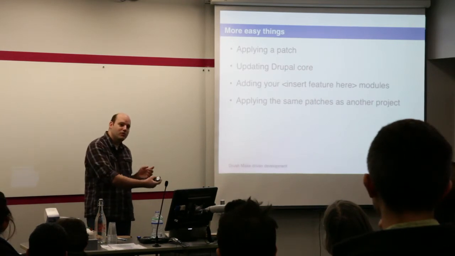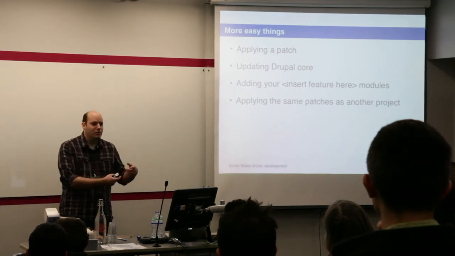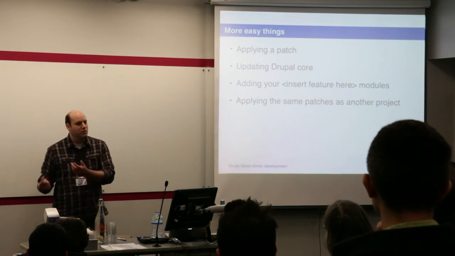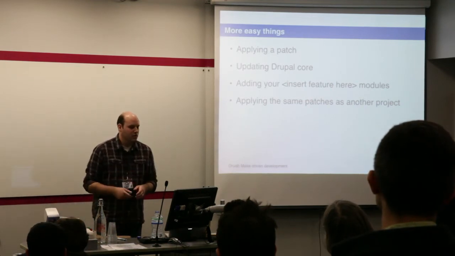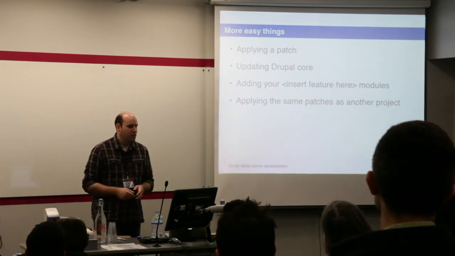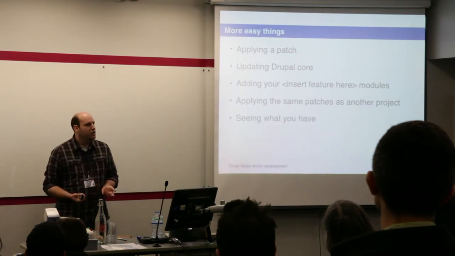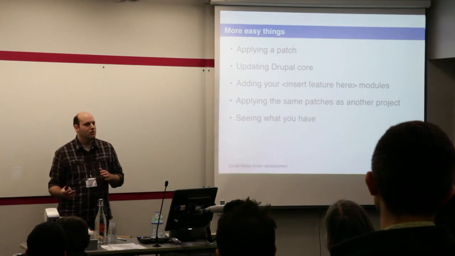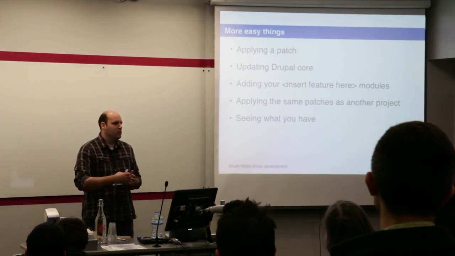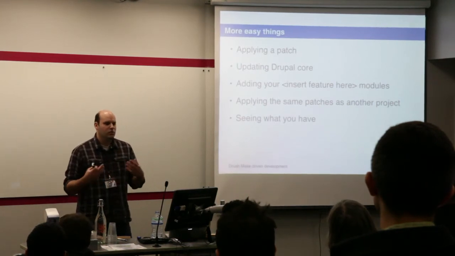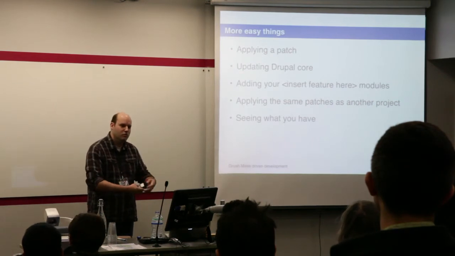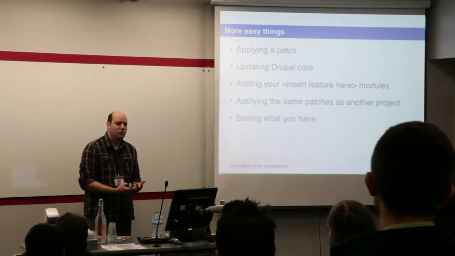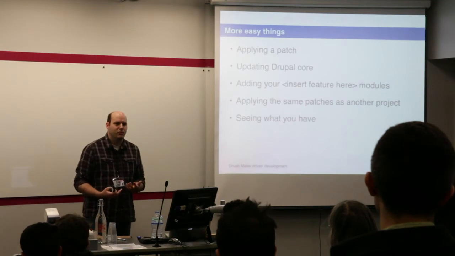If you have the same patches, or if you work out a patch for one project and you need to apply it to another one, again, it's really easy, you just copy the line in the Drush Make file. And also, it's really easy to see what you have because it's a single file and it says versions. And you don't have to work out, is that actually version 7.20? Because you're always making new bundles of code, so it has to be 7.20, because there's no way really for it to not be.